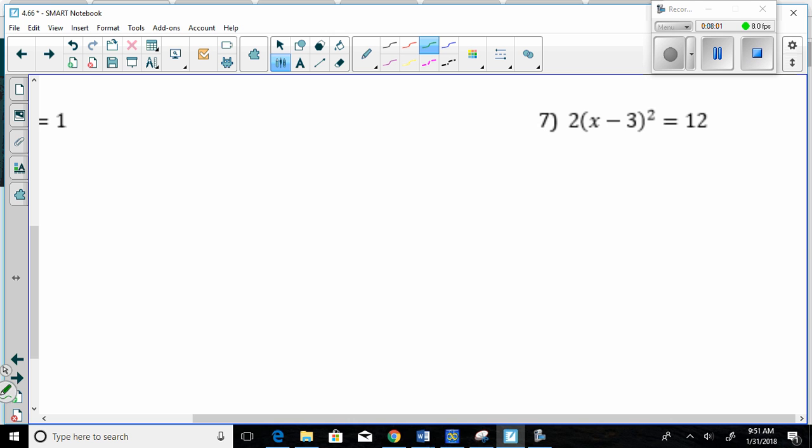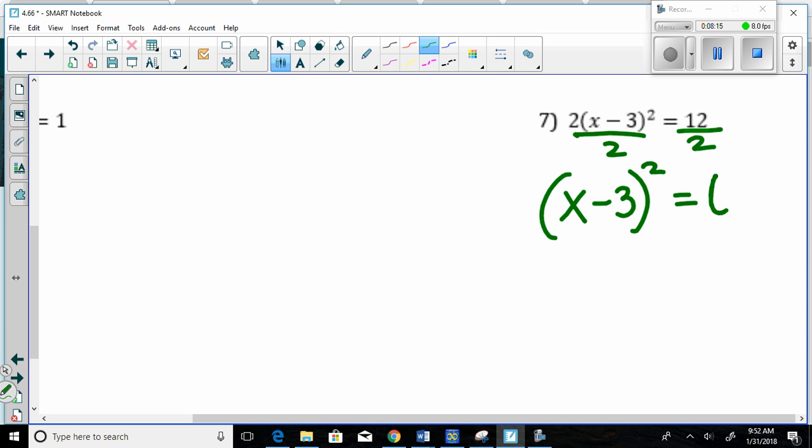So I see Kirsten already getting started. So Kirsten, what are you starting to do already? Divide by 2, right? So I can't touch anything until I get rid of that 2. And I end up getting x minus 3 squared equals what? 6. Beautiful. Now, can I touch that parentheses if that square is right there? How do I get rid of the square? Square root, right? So let's take the square root of both sides.